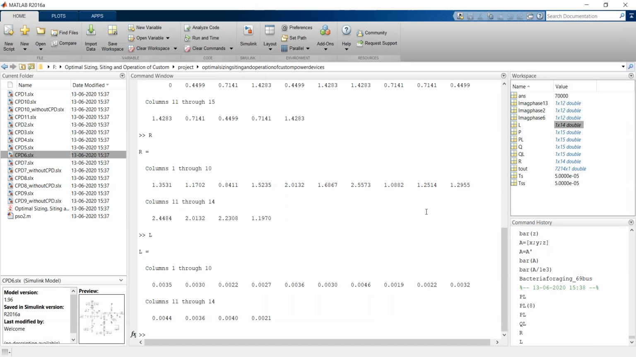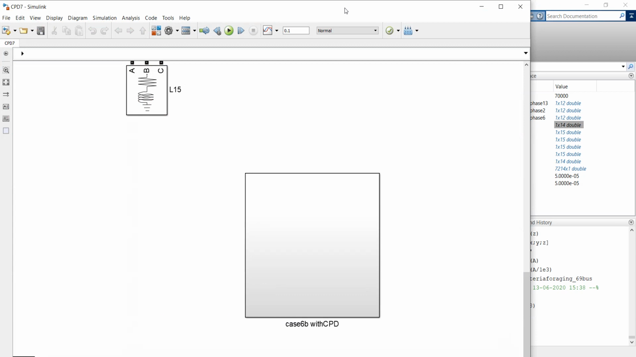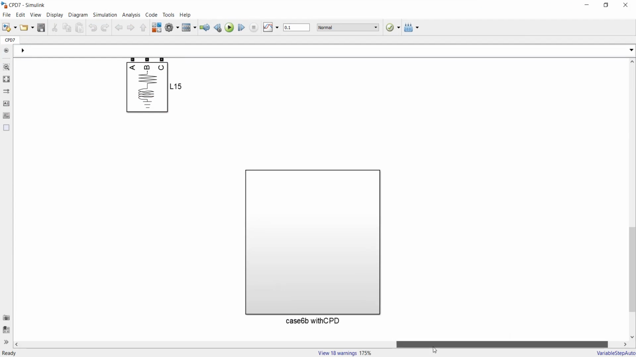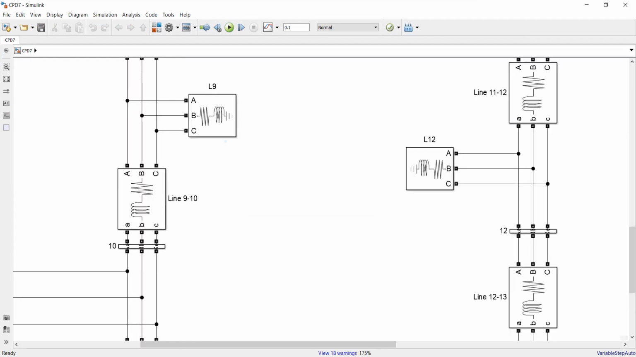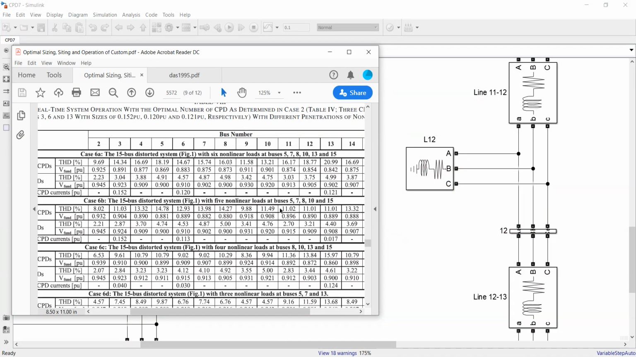Next one is CPD7. CPD7 is the case for case 6B. Case 6B with CPD. Here in case 6B, 5 nonlinear loads are there at the 5th bus, 7th bus, 8th bus, 10th bus and 15th bus.